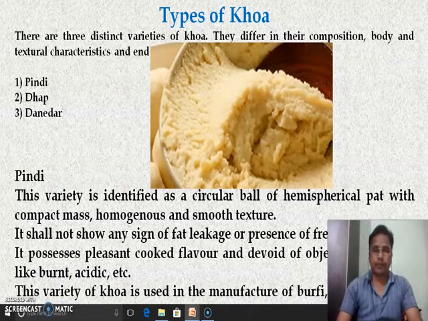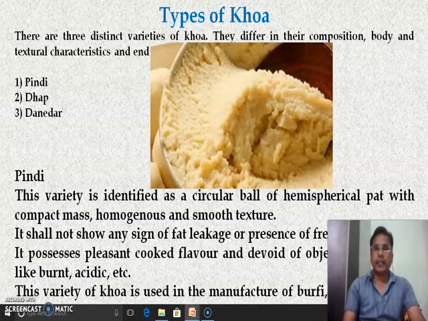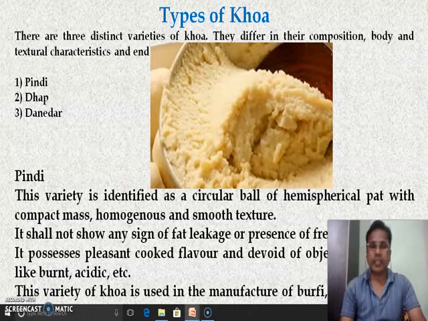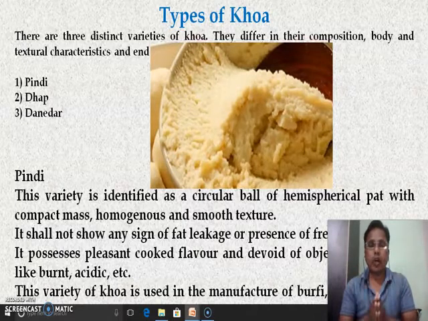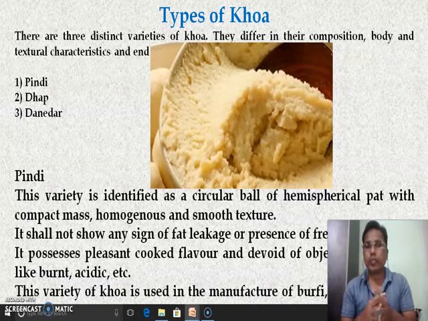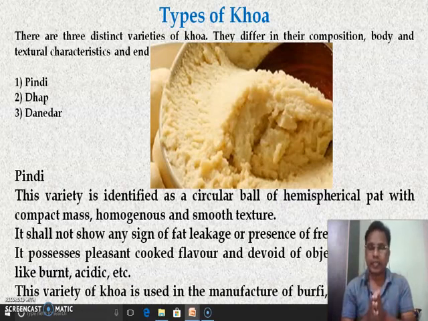Types of Khoa. As I told you earlier in the introductory part, Khoa has three different types, that is the Pindi, Dhap, and the Danida. This classification is based on the texture, composition, and body characteristics of the end product.